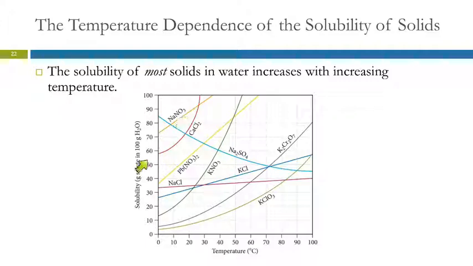So most of them will increase with temperature. Some of them are linear, some of them are exponential. And then there's this one that's weird, sodium sulfate. Sodium sulfate becomes less soluble at high temperatures, but that's definitely against the trend.